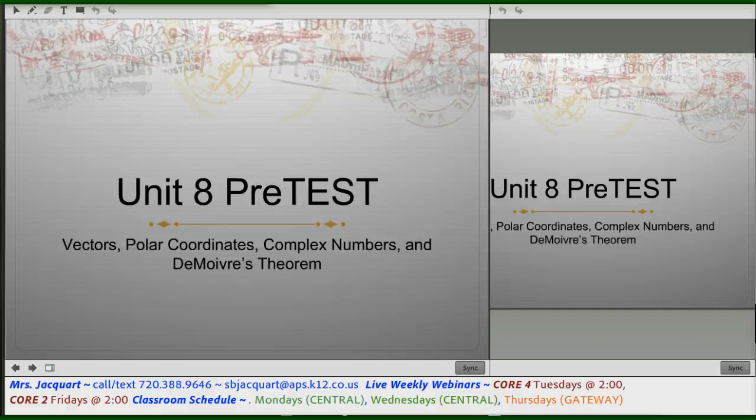It's the Unit 8 pre-test. I've put notes in here, and if you want to have notes for your test, you better take the notes that are in here. I will provide the unit table. I don't know how helpful that would be, but I will provide it for you on the test. Okay, let's start the pre-test.